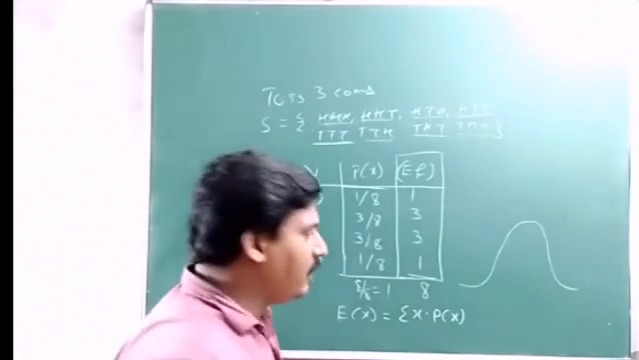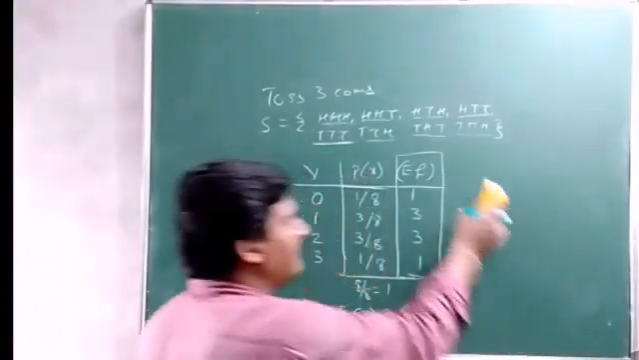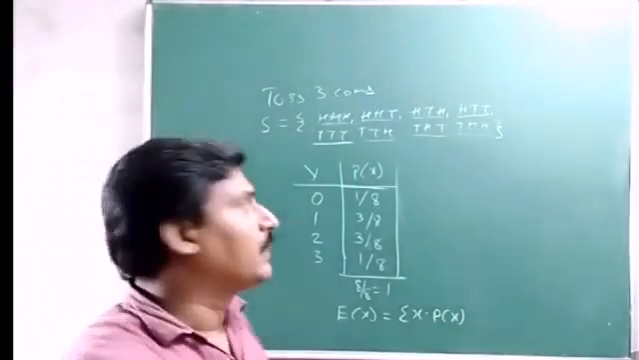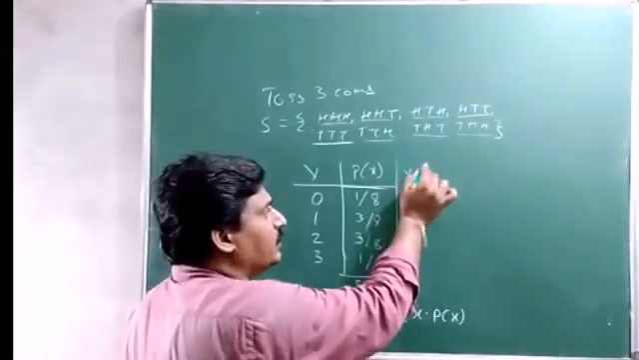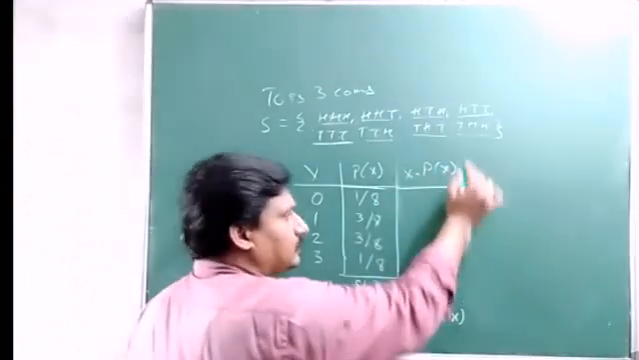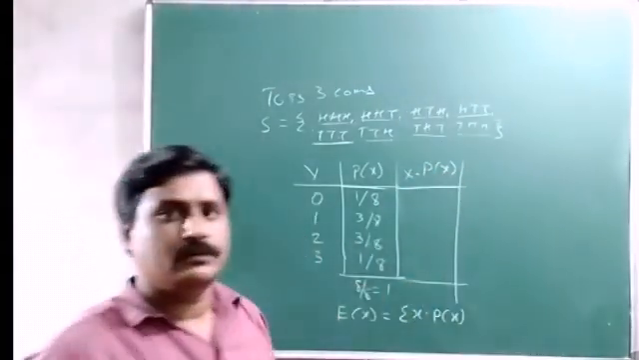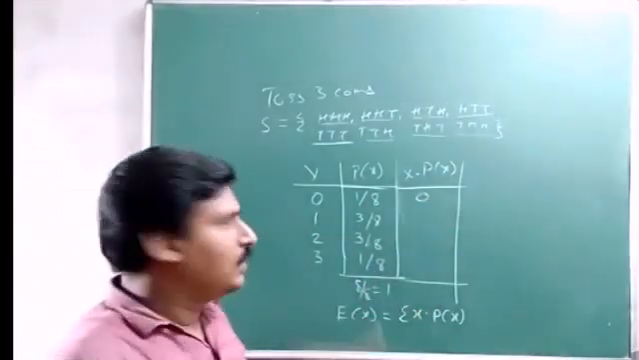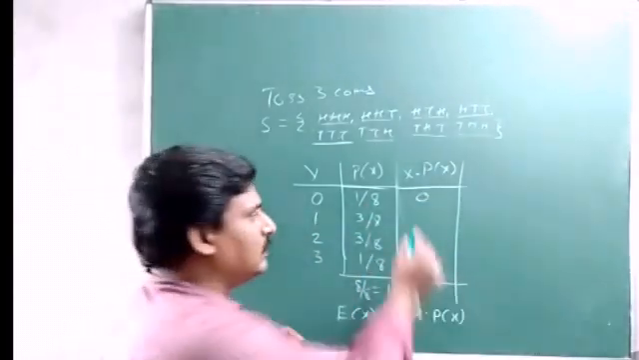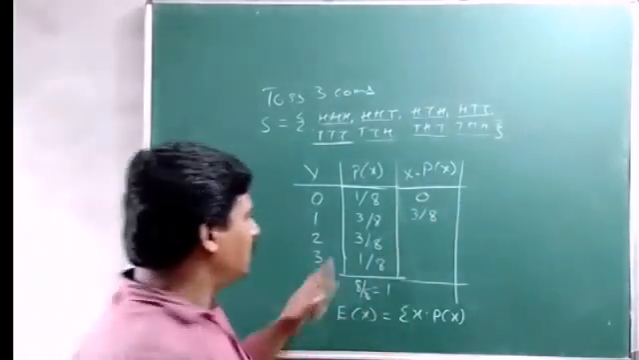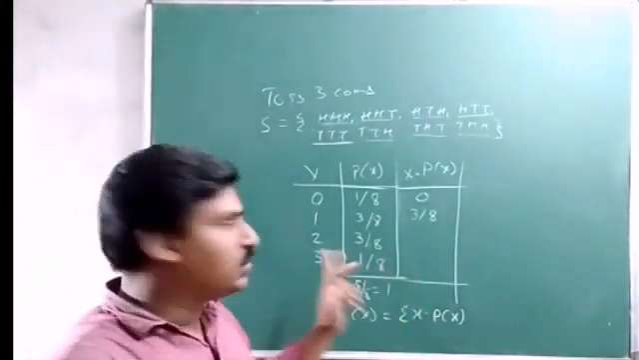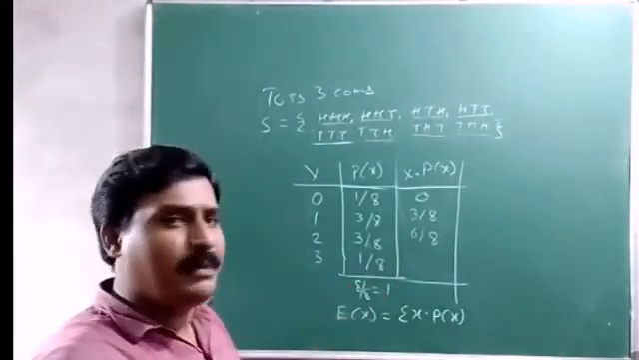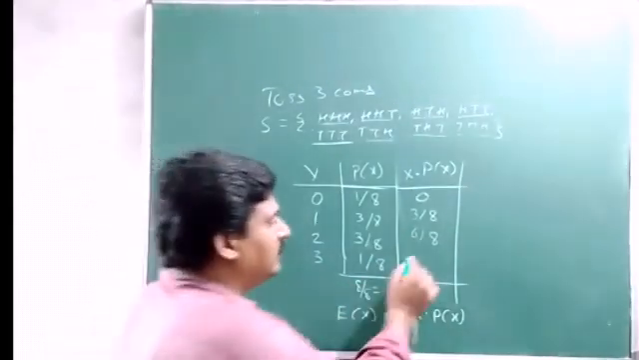Okay, now here E of x, I will remove this one. This is not required here. X into P of x. So that is 0 into 1 by 8, 0. 1 into 3 by 8, 3 by 8. 2 into 3 by 8, 2 into 3, 6, 6 by 8. And here 3 into 1 by 8, 3 into 1, 3. So 3 divided by 8.